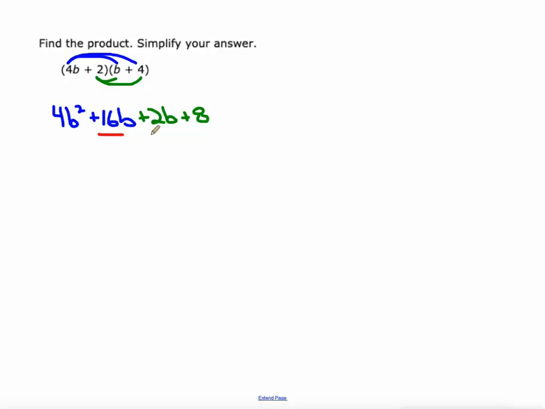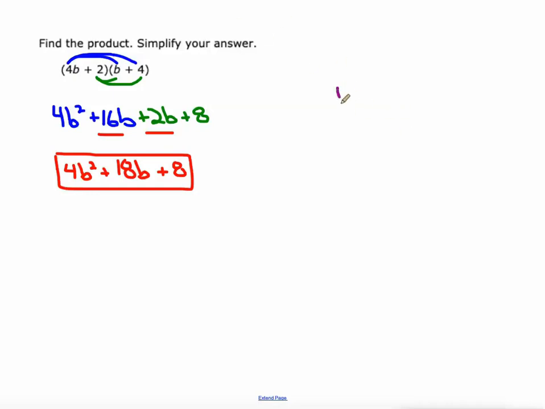And then we can add these two terms together. So that would be 18b. So we have 4b squared plus 18b plus 8. And again, we could show that with a rectangle diagram as well.